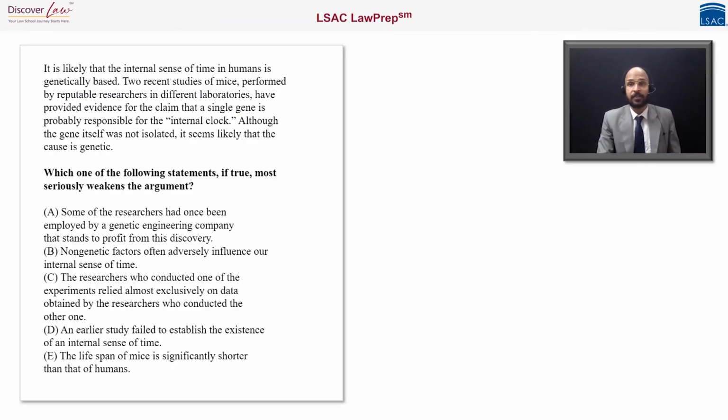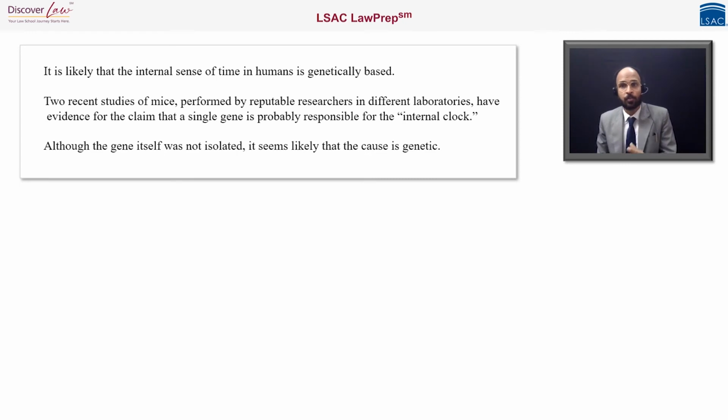Try solving the question yourself and then we'll go through it together. What I'll do here is what I discussed a little while back, skimming through this really quickly. Okay, let's do this together. It's likely that the internal sense of time is genetically based. Two recent studies of mice by researchers have evidence for the claim that a gene is responsible for the internal clock. Okay, there's a gene for the internal clock. Although the gene was not isolated, it seems that the cause is genetic.